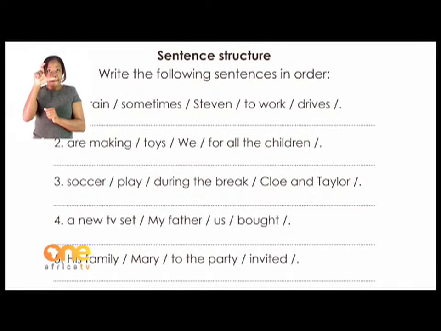It must make sense. Number 1, by train, sometimes, Stephen to work drives. Those are the words which are jumbled. Now we have to put them nicely in order to make a sentence correct. Okay, which word do you think you will start here? I see the name is starting with a capital letter. Let's try and see. Stephen drives to work sometimes by train. Is that correct?